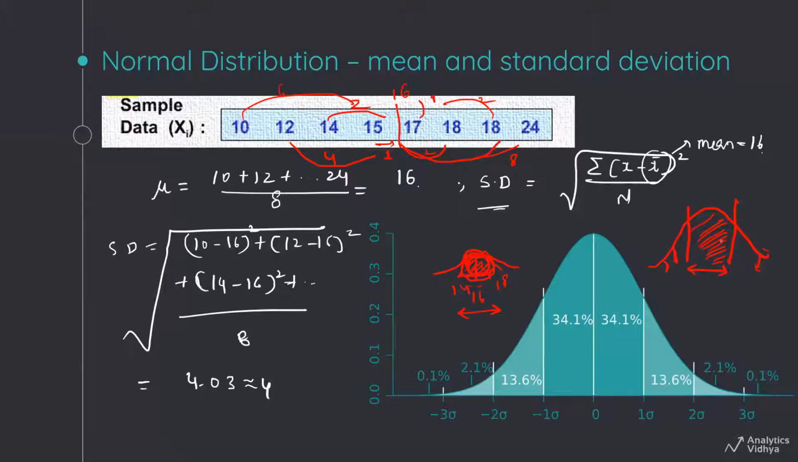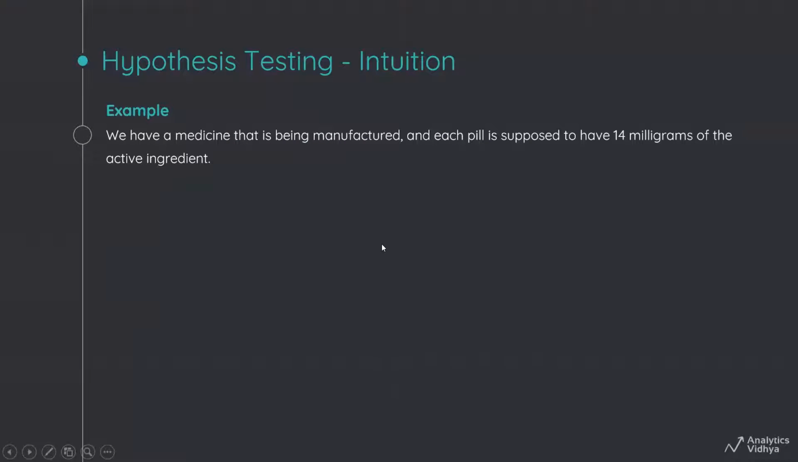Now we will use this distribution as our base to start our hypothesis analysis. There is something called the CLT, the central limit theorem, which tells us that if the number of data points in a sample is greater than 30, the distribution is assumed to follow a standard normal distribution. Once we take this as a criterion, we can start our math. We'll deal with one example and build the intuition behind how we do hypothesis testing.